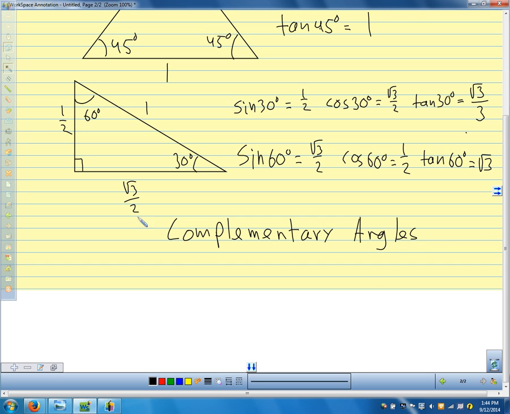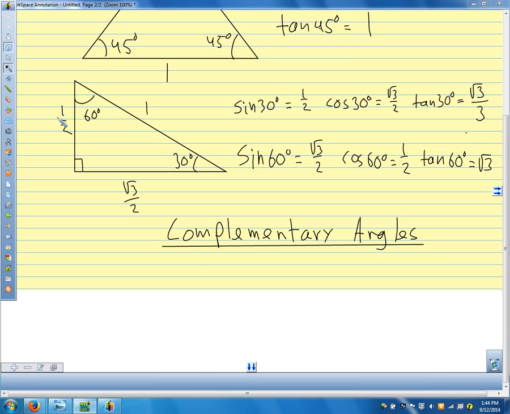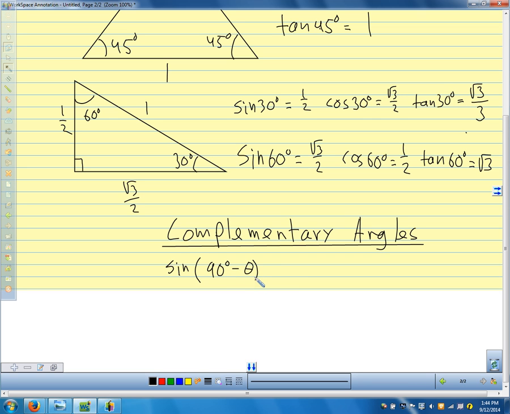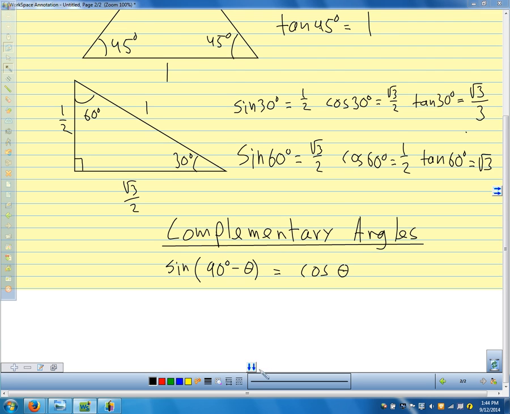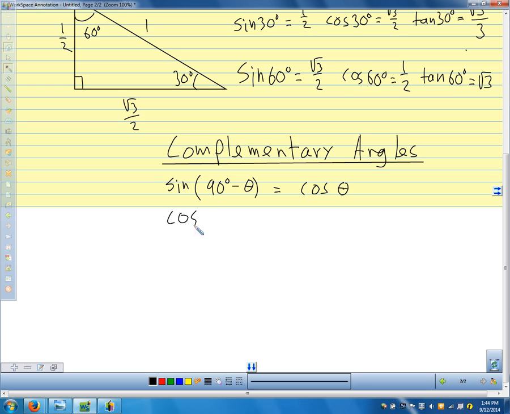The way we write that, let's start with sine: sine of 90 degrees minus theta equals the cosine of theta. The cosine of the angle equals the sine of the complement. To find the complement, we subtract from 90 degrees. And I can say for the cosine, cosine of 90 degrees minus theta equals the sine of theta.